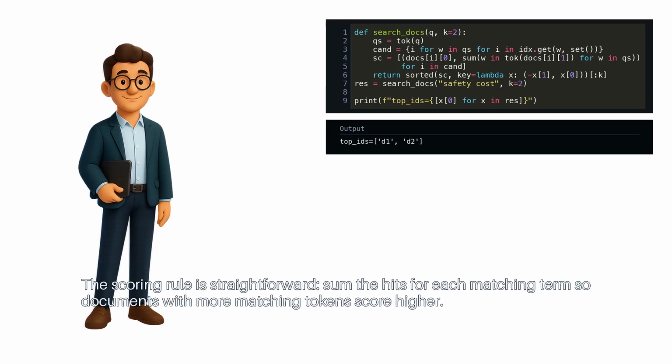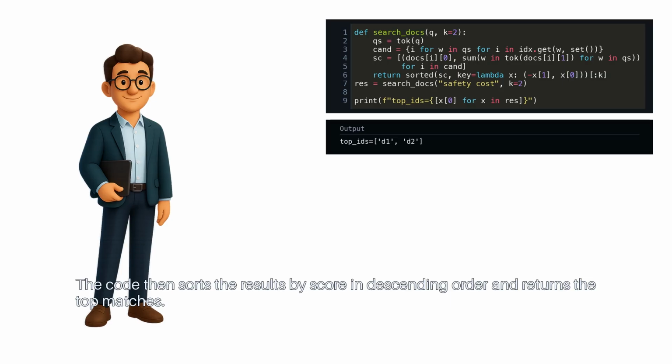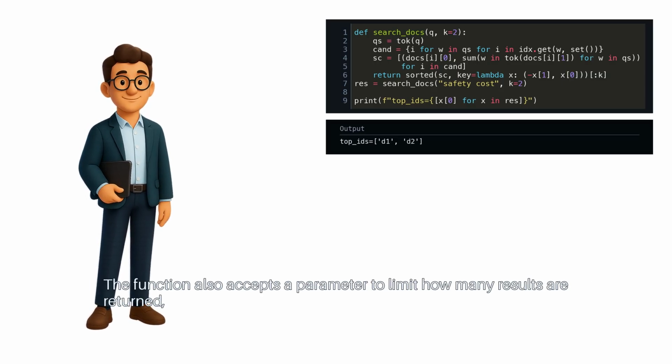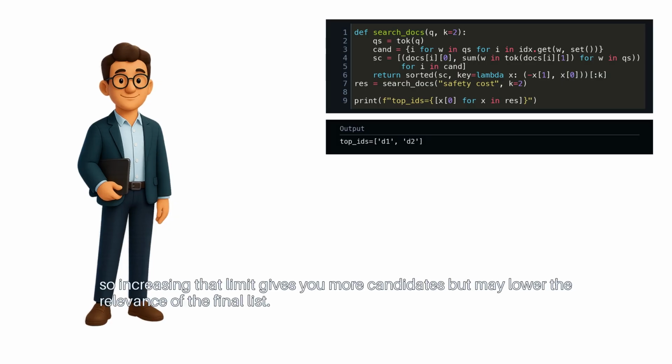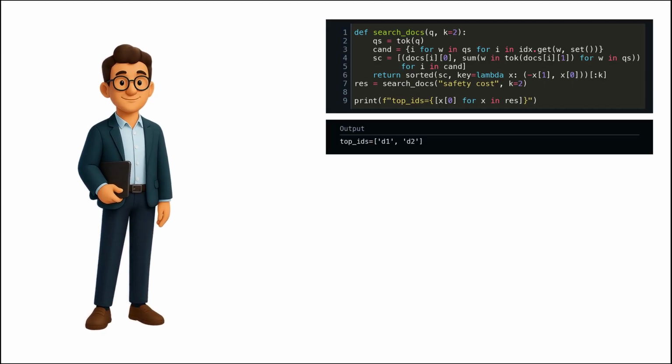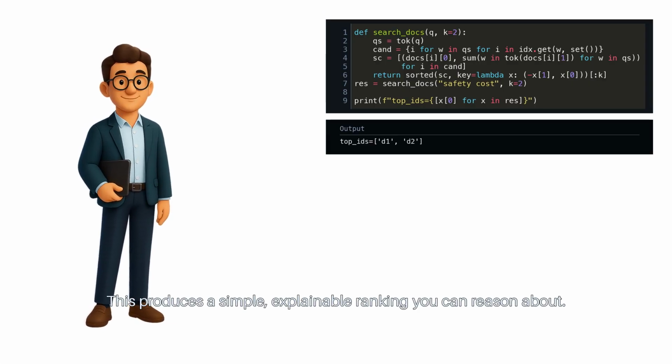The scoring rule is straightforward. Sum the hits for each matching term, so documents with more matching tokens score higher. The code then sorts the results by score in descending order and returns the top matches. The function also accepts a parameter to limit how many results are returned. So increasing that limit gives you more candidates, but may lower the relevance of the final list. This produces a simple, explainable ranking you can reason about.